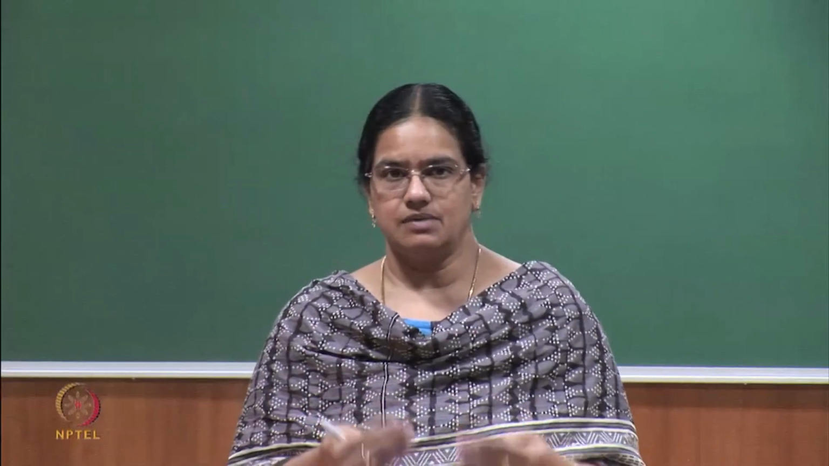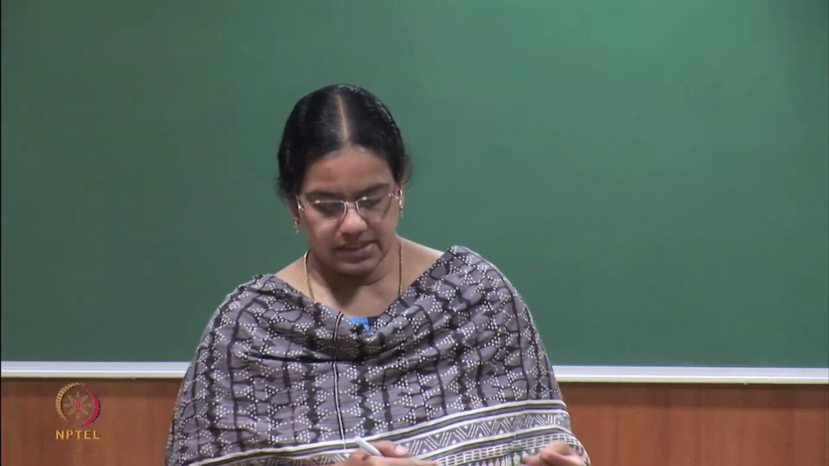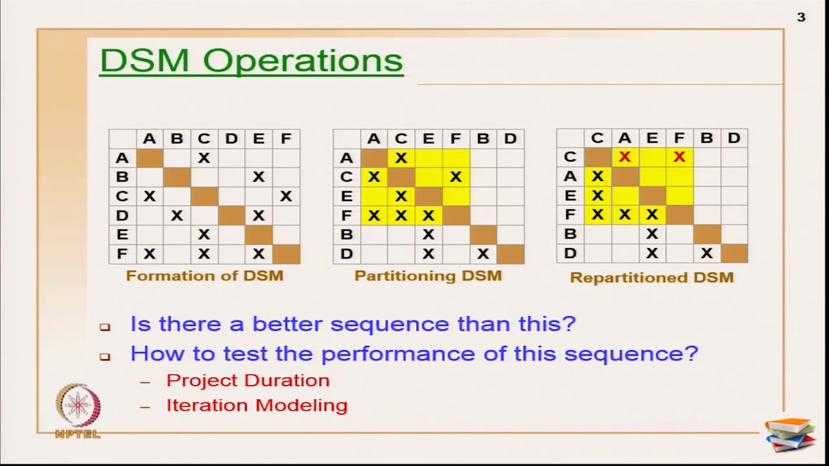Now, the question that comes to your mind is, is there a better sequence than this, for example, CAEF and then BD. Is there another alternate sequence? Primarily 4 factorial combination sequences are possible for the 4 activities within the block. So, accordingly you have like 24 combinations possible. One way is to evaluate all the combinations and see what is the best duration, or the other way is to do the iteration modeling.